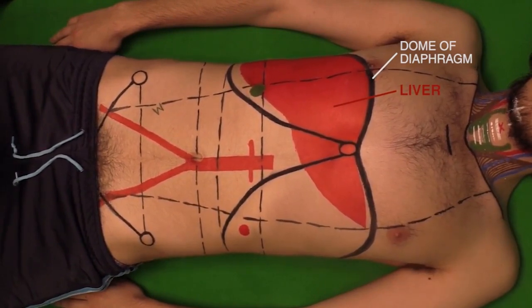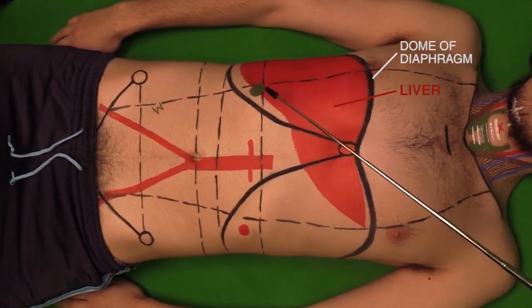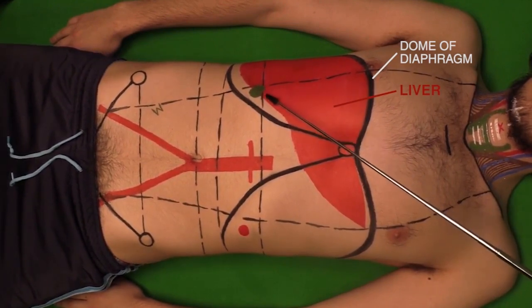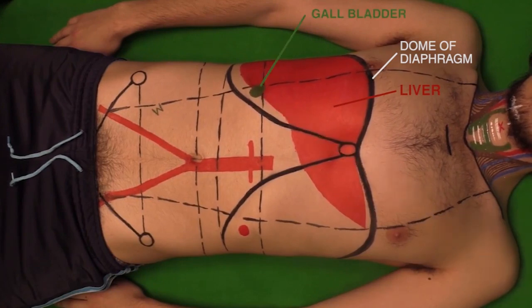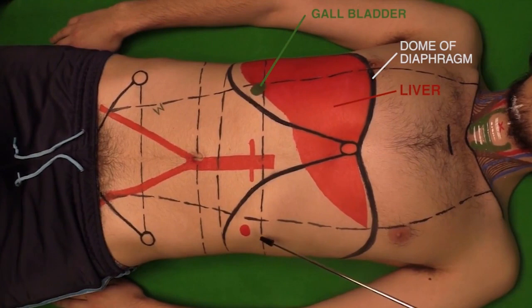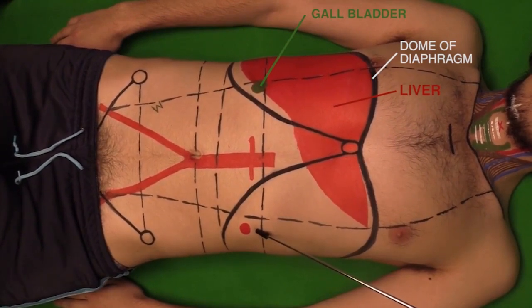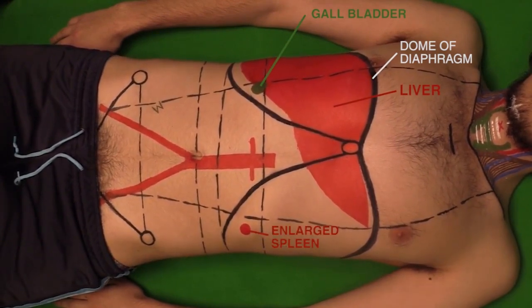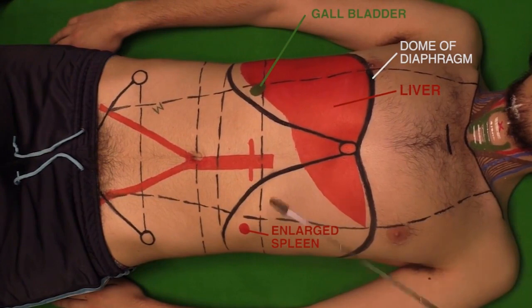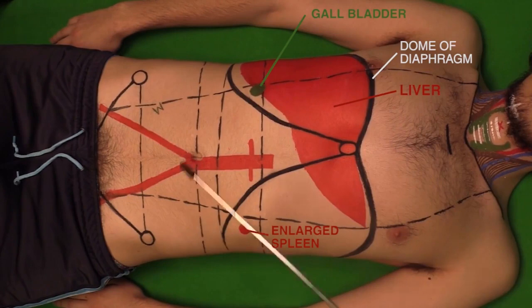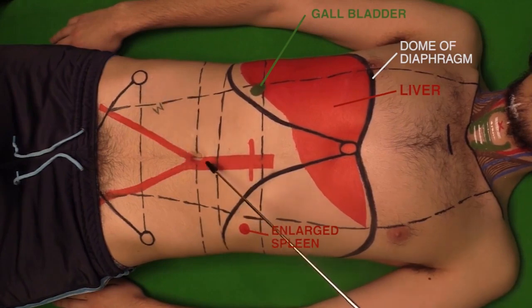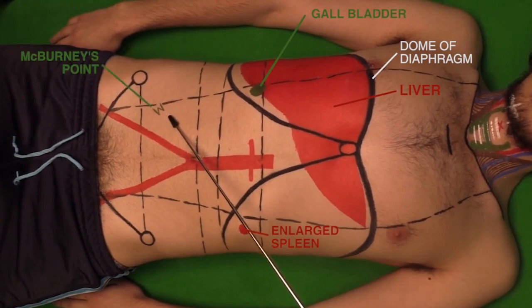We note now at the junction between the midclavicular line and the transpyloric plane, we see the gallbladder, and then continuing to the left, we see a small dot, which would be the location of an enlarged spleen tip. And we note here, a third of the way from the anterior superior spine to the umbilicus, we see an M, which is McBurney's point, the location of the appendix.